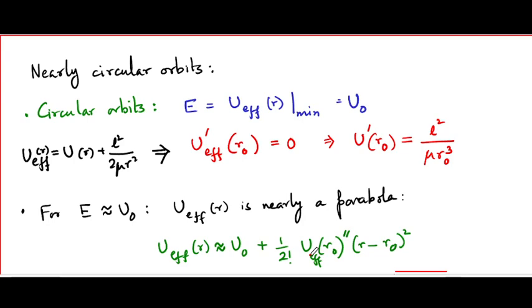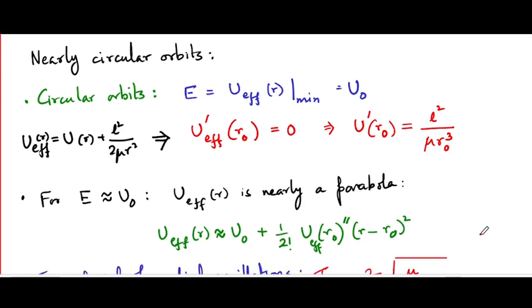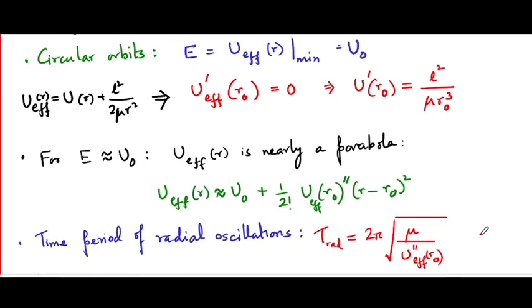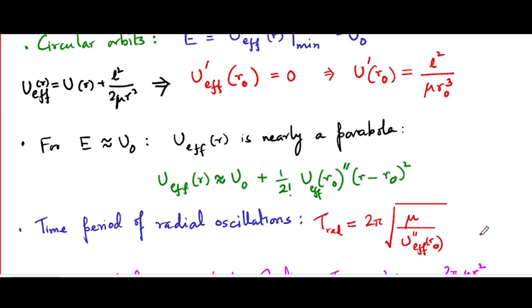So U effective R is approximately given by the value U0 plus 1 by 2 factorial second derivative of U effective at R0 times (R minus R0) whole square. Of course, higher order terms are there which are being neglected. And this tells us that the time period for radial oscillations from Rmin to Rmax and back to Rmin is given by 2 pi square root of mu divided by U double prime effective at R0. This of course is the formula with which we ended the last lecture and essentially began this one.